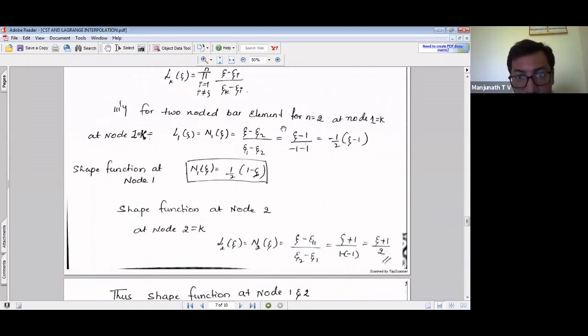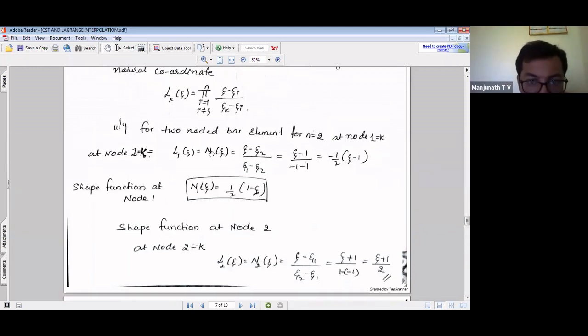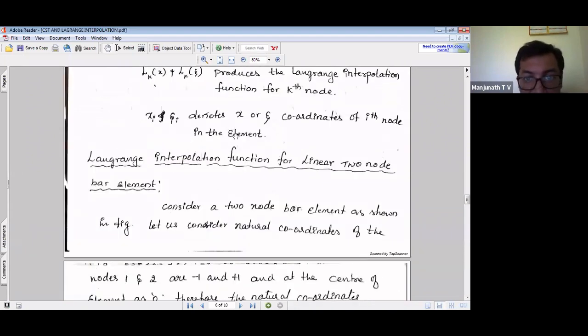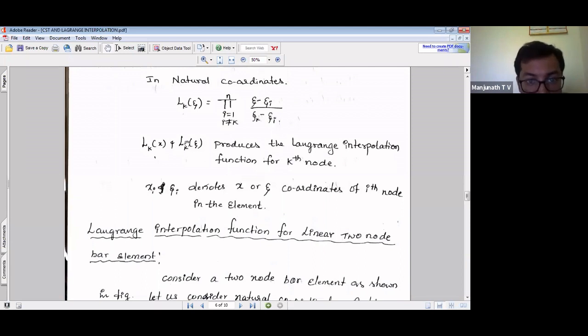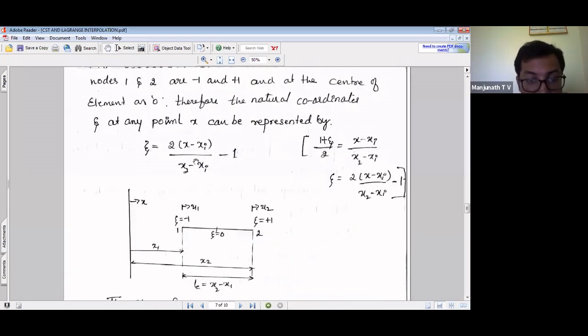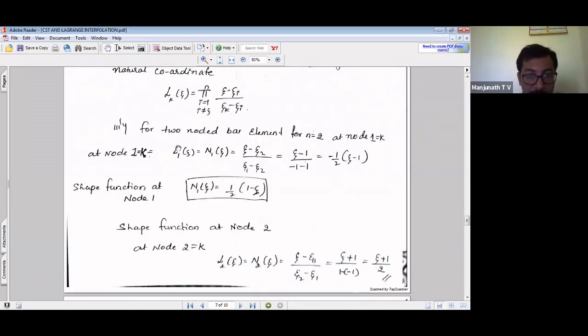If it is n is equal to, how are we going to consider? Just here at node number 1, we need the shape function at node number 1. That means k becomes 1. At the kth node we need to get Lk of x, that is nothing but N1 of zeta at the kth node. Kth node means only at node number 1 we need the shape function, so k becomes 1 here. So N1 of zeta 1 is equal to 1.